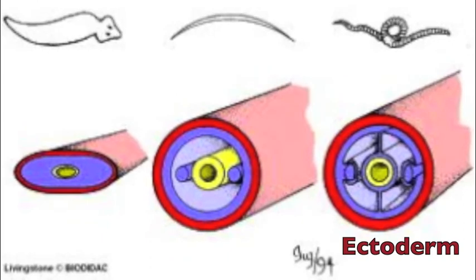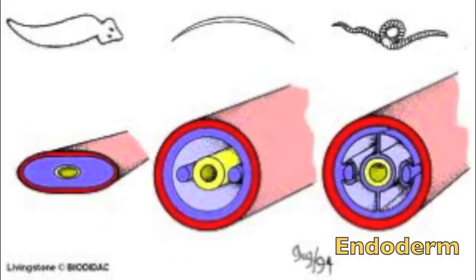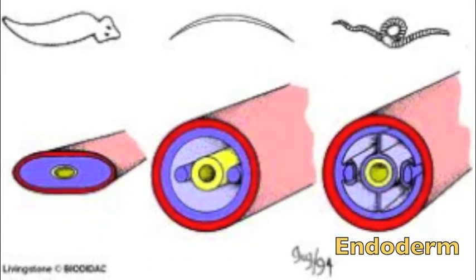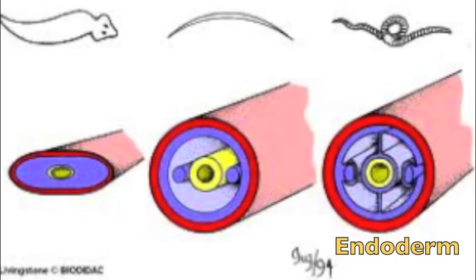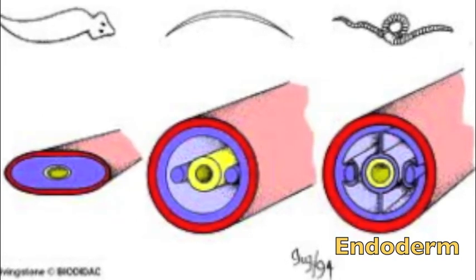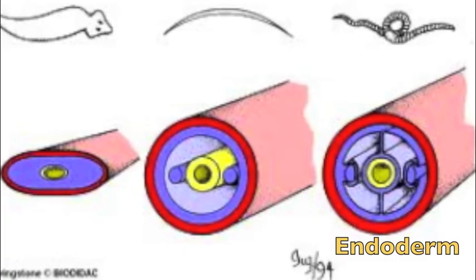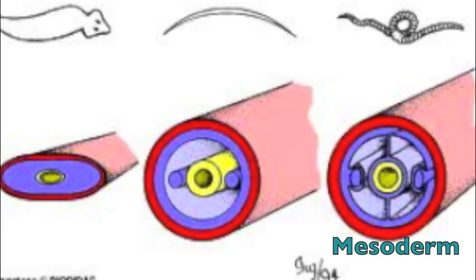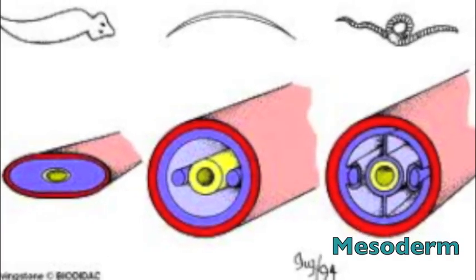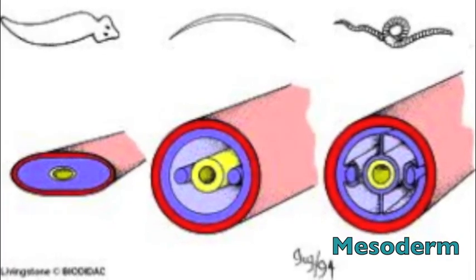its central nervous system. The endoderm, the innermost germ layer, becomes the lining of the digestive tract and organs derived from the digestive tract, such as the liver and lungs. The mesoderm forms the muscles and other organs between the flatworm's digestive tract and outer covering.